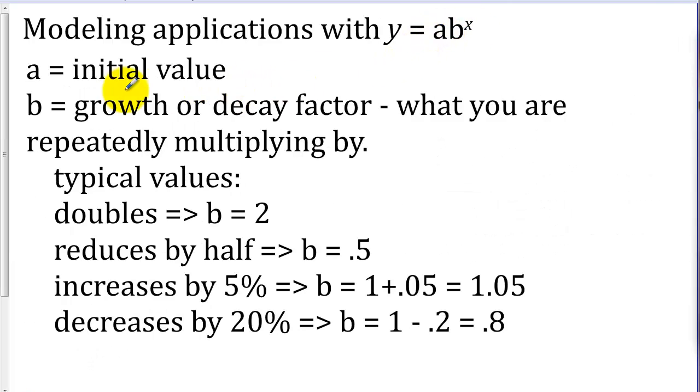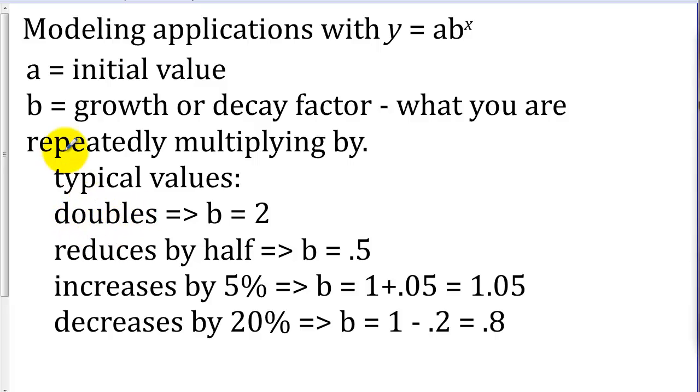When x is 0, that's what's referred to as our initial value. When we look at applications and are trying to write this model for a word problem, we'll look at what the initial value was, and that will be the value that we use for a. B is our repeated multiplying factor, our growth or decay factor. In the words of the problem, there may be things like something doubles every year.